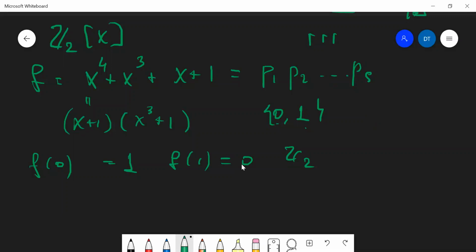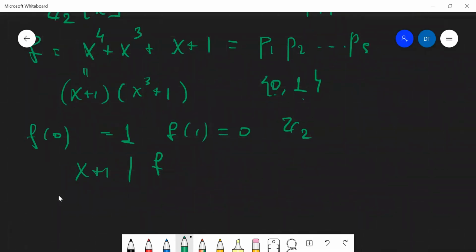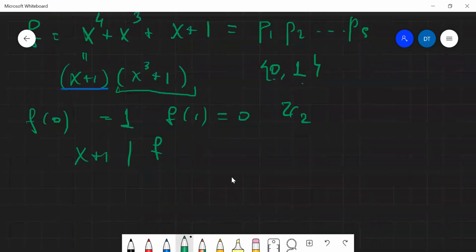So it must be divisible by x + 1. So x + 1 divides f. Well, x + 1 or x - 1 doesn't matter in this field. So we could divide f by x + 1 and factorize this polynomial out. Now we know that this factor is irreducible because it's linear. Now, is this cubic polynomial irreducible or not? It is reducible.